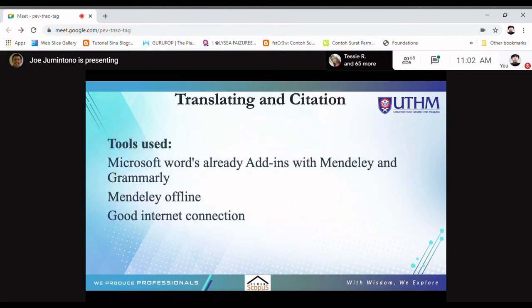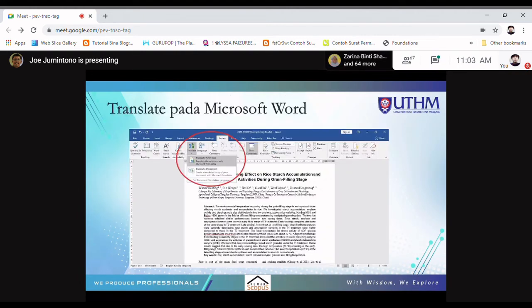Okay, translating and citation. Microsoft Word is already added in with Mendeley and Grammarly. Mendeley offline here is Mendeley Desktop, and else, of course, a good internet connection, because we write based on the internet, based on online. You have to use a good internet connection. Okay, this is Microsoft Word. You can check here. You can practice right now.